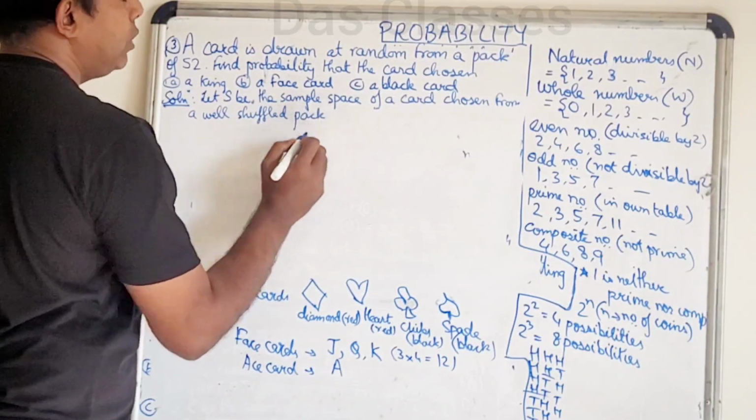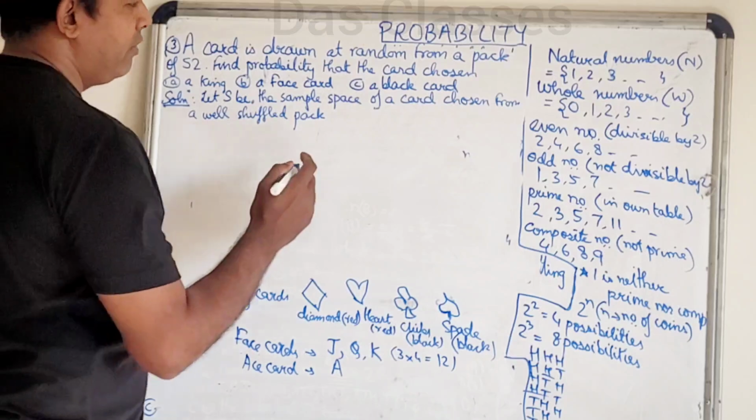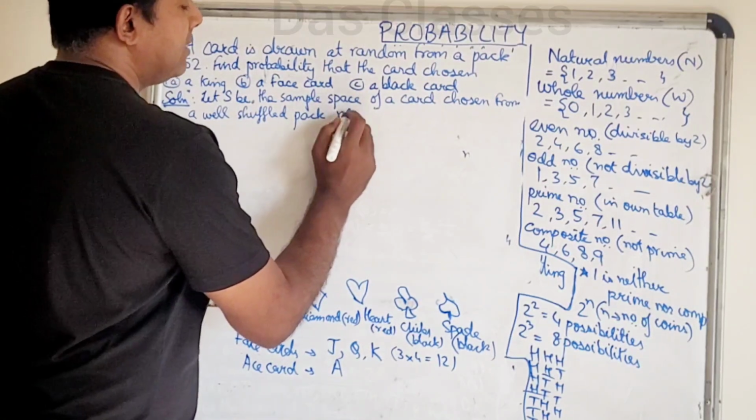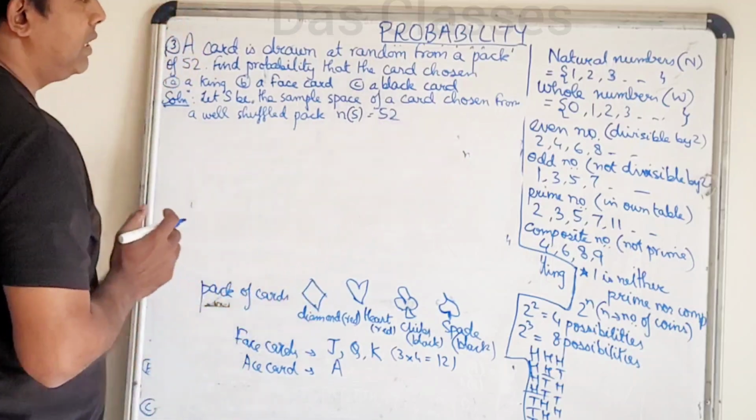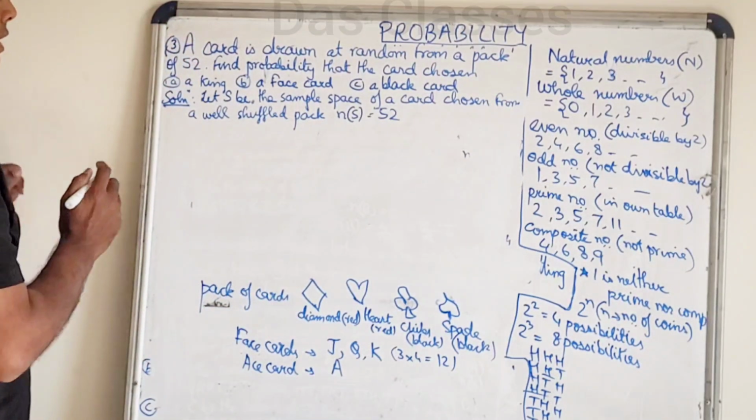Now here you don't need to write down all of them, 52. You can directly write, as there are 52 cards, NS is going to be 52. All the possibilities is going to be total 52 cards.